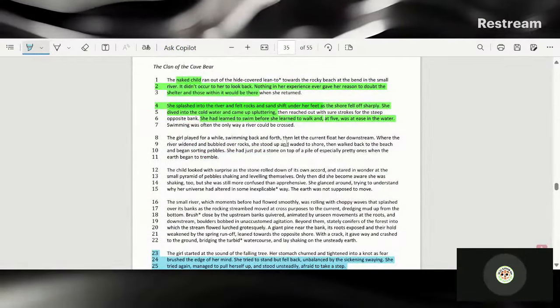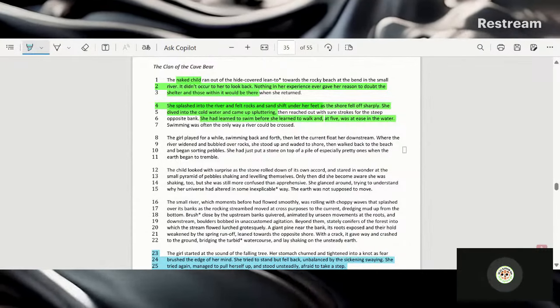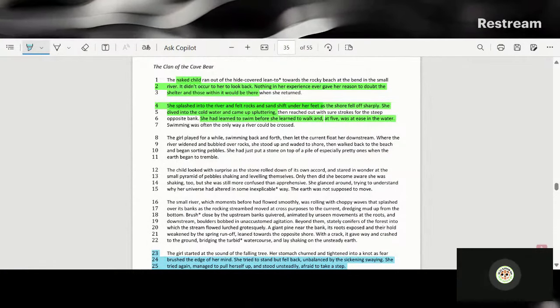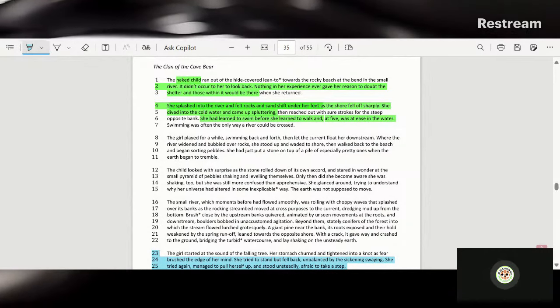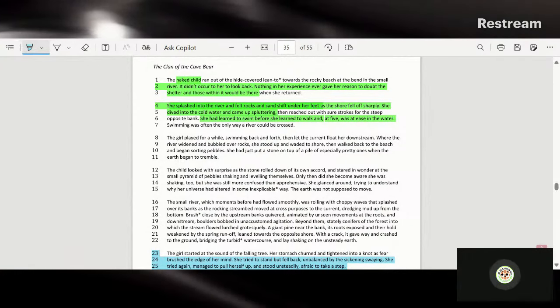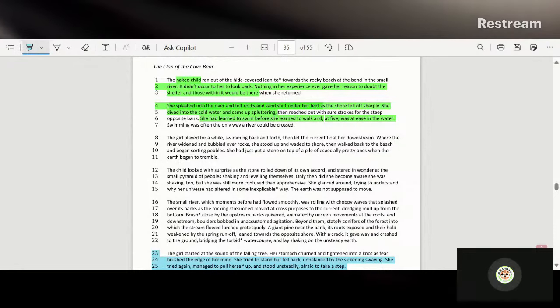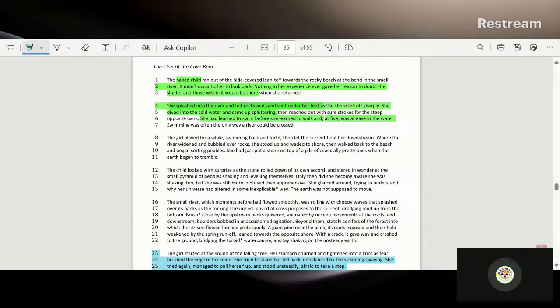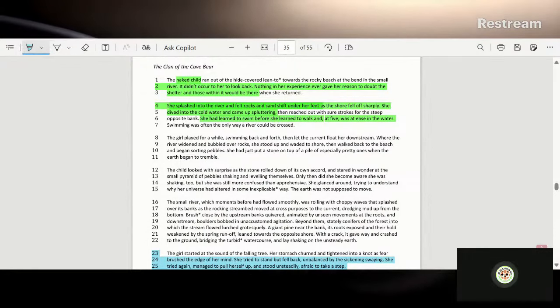The girl played for a while, swimming back and forth, then let the current float her downstream, where the river widened and bubbled over rocks. She stood up and waded to shore, then walked back to the beach and began sorting pebbles. She had just put a stone on top of a pile of especially pretty ones when the earth began to tremble. The child looked with surprise as a stone rolled down of its own accord, and stared in wonder at the small pyramid of pebbles shaking and levelling themselves.